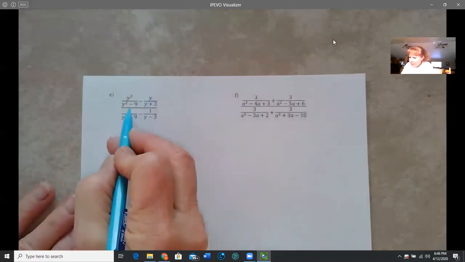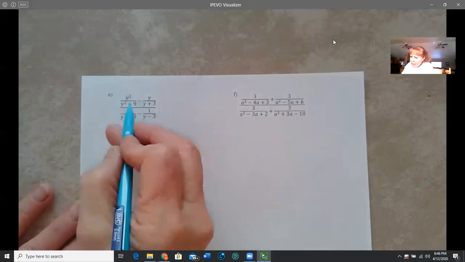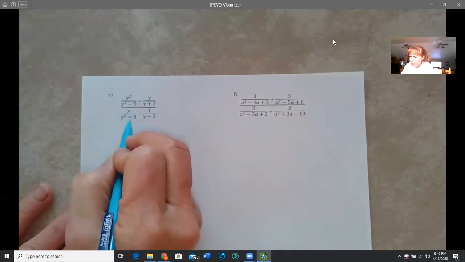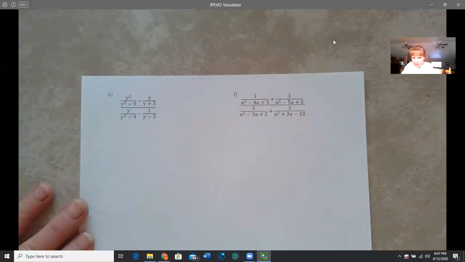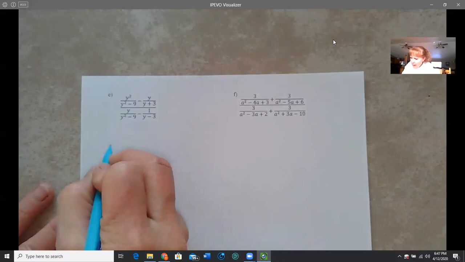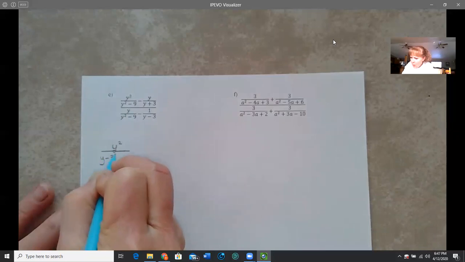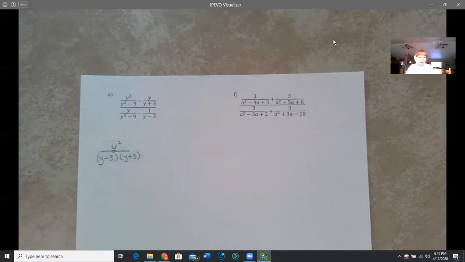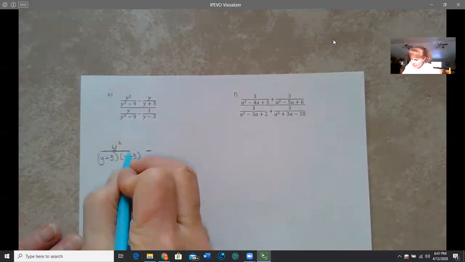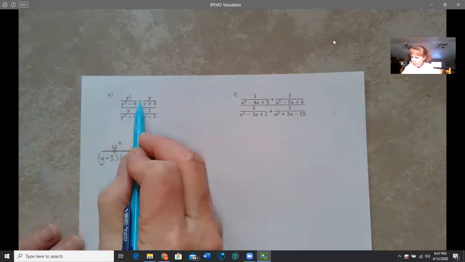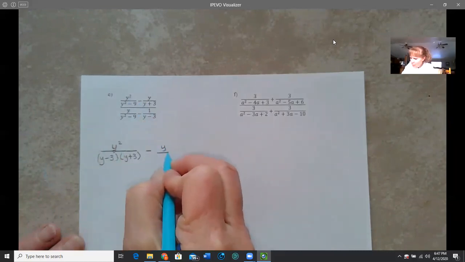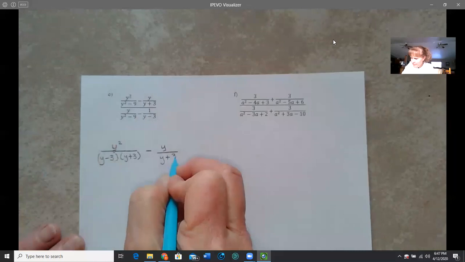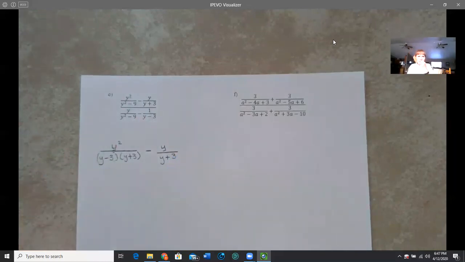Because it's similar to the last one we just did, we need to factor these numerators in order to find the least common denominator. So I'm going to have a y squared for my first fraction. This will be y minus 3, y plus 3. That is the factoring of that first fraction. And then we're going to subtract. There's our first fraction. We have a subtraction symbol. Y over y plus 3. Nothing to do on that second one.